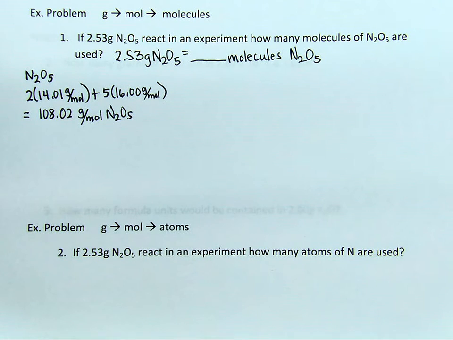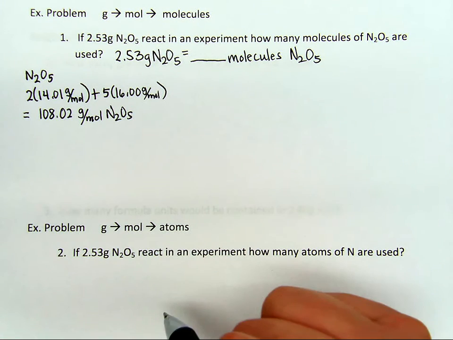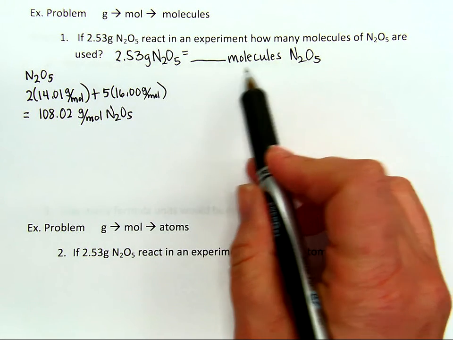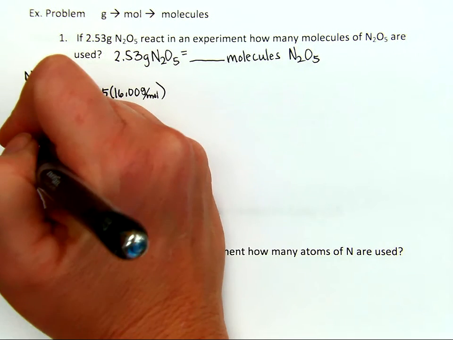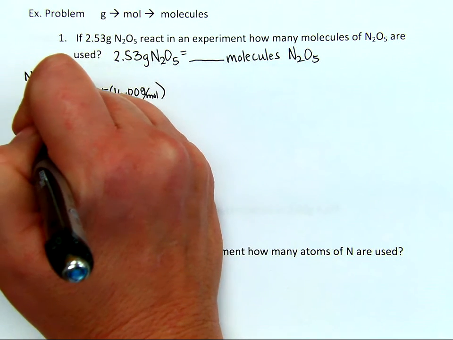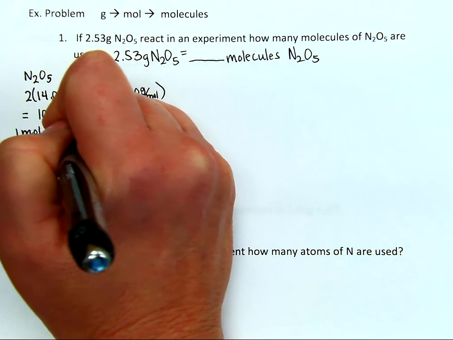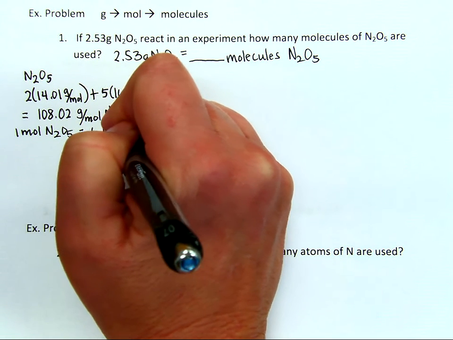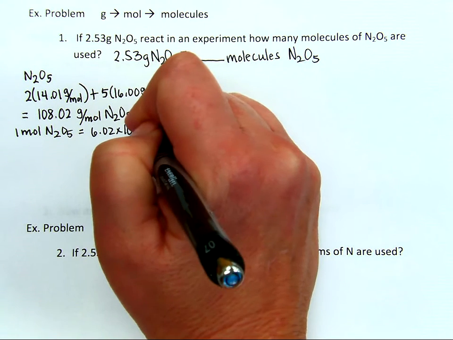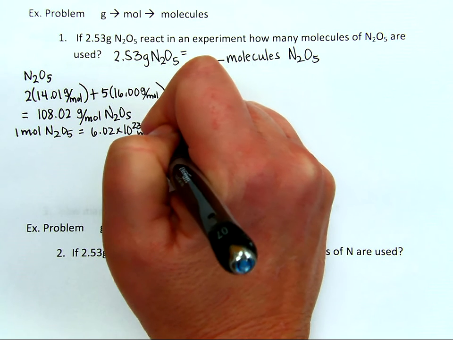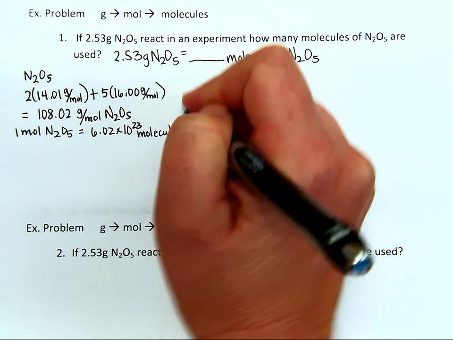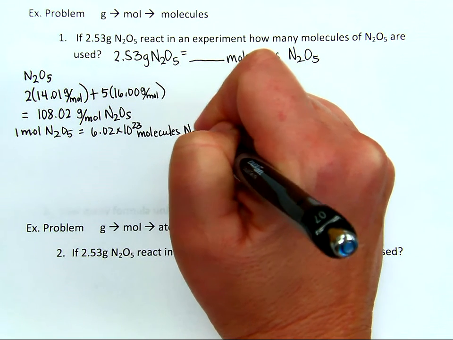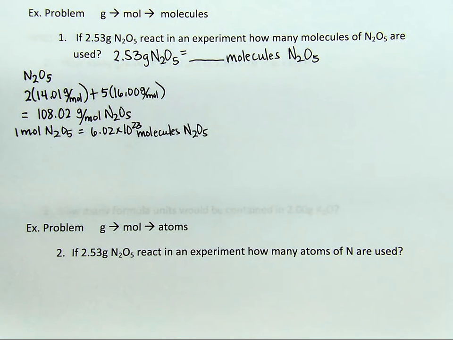In order for us to get from moles to molecules, we have to use Avogadro's number. So I'm just going to write out 1 mole of N2O5 is equal to 6.02 times 10 to the 23rd. In this case, it's going to be molecules of N2O5. We are now ready to get this problem started.